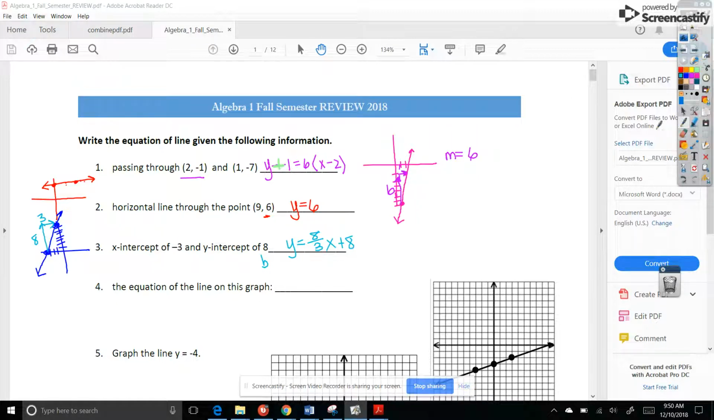Number 4, I'm going to refer to this graph over here. So I can also write this in y equals mx plus b because I do know the y-intercept, -3. And I've got to count out my slope. So it looks like it's up 1 to the right 3.